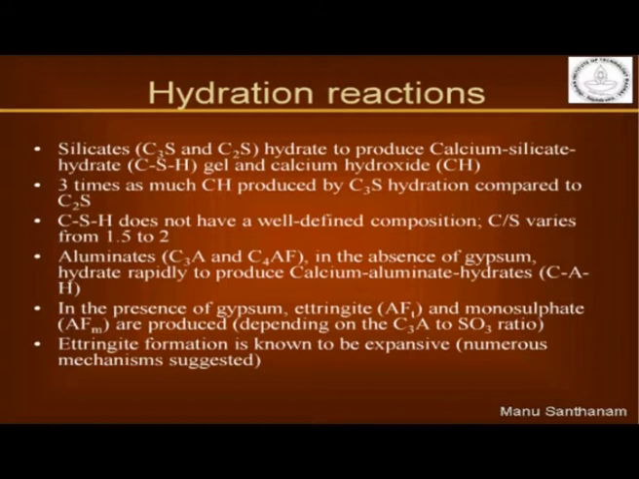Okay. Now the aluminates, that is C3A and C4AF, if there is no gypsum present, please remember, if there is no gypsum, my aluminates will react rapidly with water to form calcium aluminate hydrates, CAH. But we are not interested in that, we are only interested in what happens in ordinary Portland cement, and that is in the presence of gypsum, you form ettringite and monosulfate. Okay. Now how do you produce this and where does it produce?